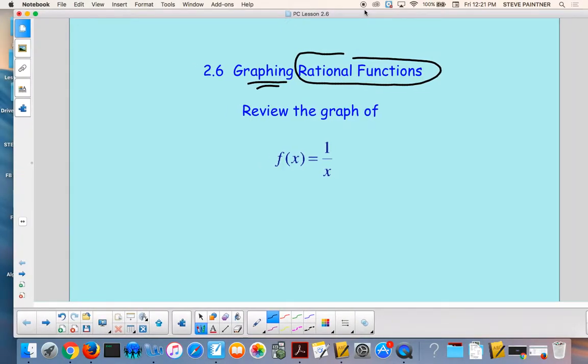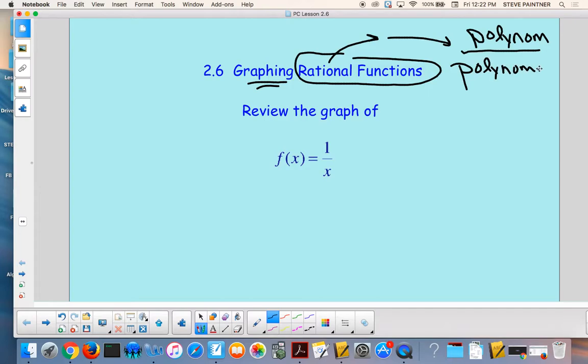You are graphing rational functions. Now, what does this mean to you? Rational. Fractions. You're going to graph fraction functions. Well, what it turns out to be, yes, they are fractions, but what happens is you have a polynomial on top and a polynomial on the bottom, okay? And this is the look you're going to get today. This is what you're going to get.